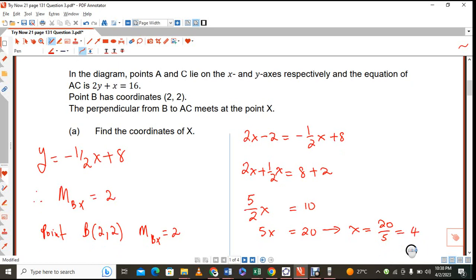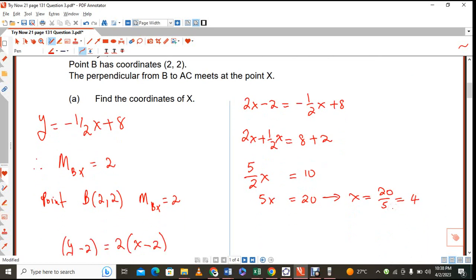So now I know what the x value of point X is. So the x value is 4. In order for me to find the y value, the y coordinate, you need to substitute in any one of the equations. So I'm going to use the equation y equals 2x minus 2 in order for me to find the y value. Or again, you can also use the equation y equals minus a half x plus 8, and you then just simply substitute this answer for x in any one of them in order for you to find the value of y.